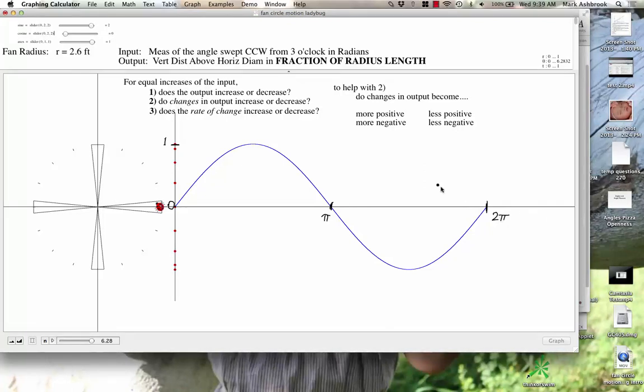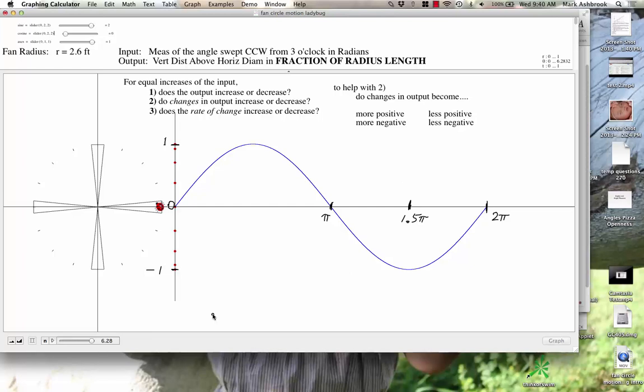Where does it hit negative 1? At what angle? 1.5 pi. Pi and a half pi. At the bottom of the circle, 1.5 pi is swept out, and the vertical distance is a fraction of a radius length, negative 1, a whole radius length below.